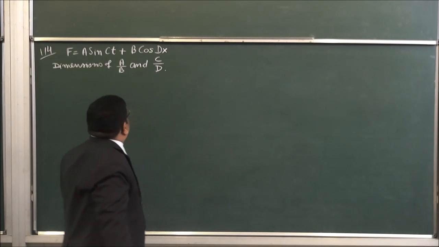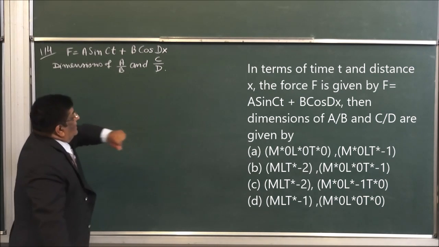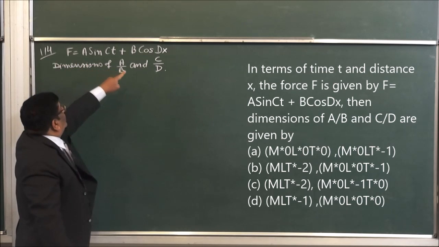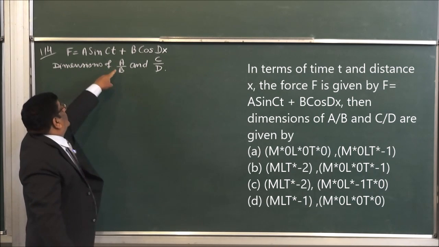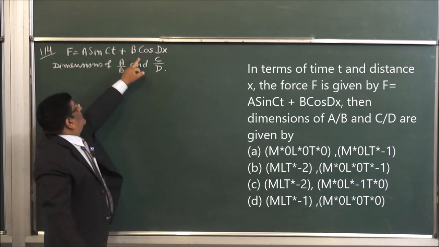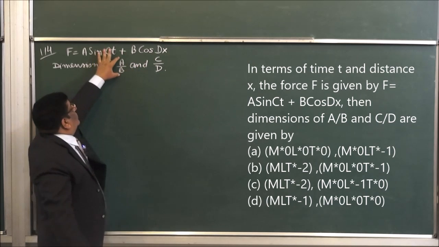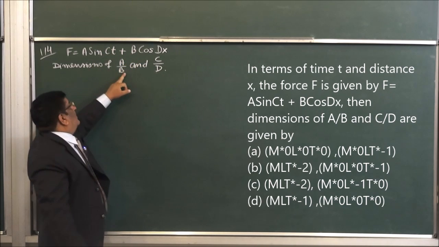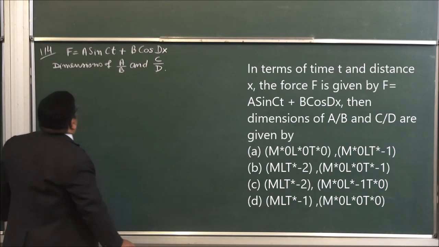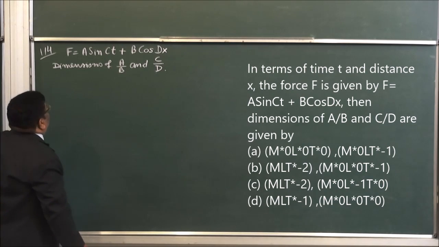This question says, okay, read it, and F is equal to this, find the dimensions of A upon B and C upon D. That means we should know the dimensions of A, dimensions of B, C and D. Okay, let's go for that.